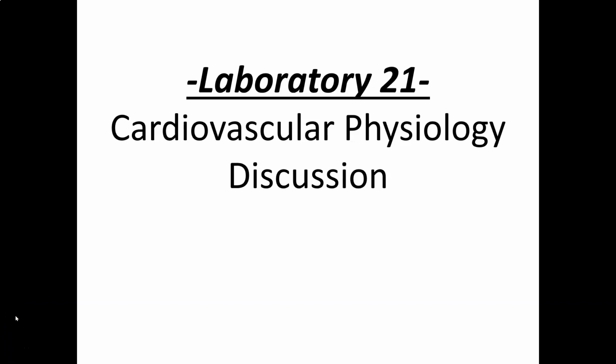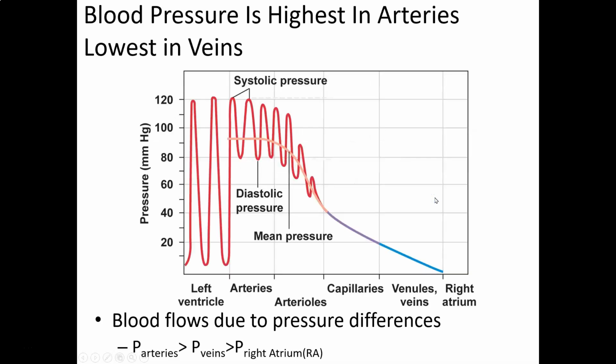We have the cardiovascular physiology discussion to get to still, so we'll do that here. One of the things that you should make sure you understand in terms of background is that blood pressure is highest in the arteries, lowest in the veins. It's pretty easy to remember that if you remember the simple fact that blood flows due to pressure differences. So the pressure in the arteries is greater than the pressure in the veins, which is greater than the pressure in the right atrium, at least at some point in time.